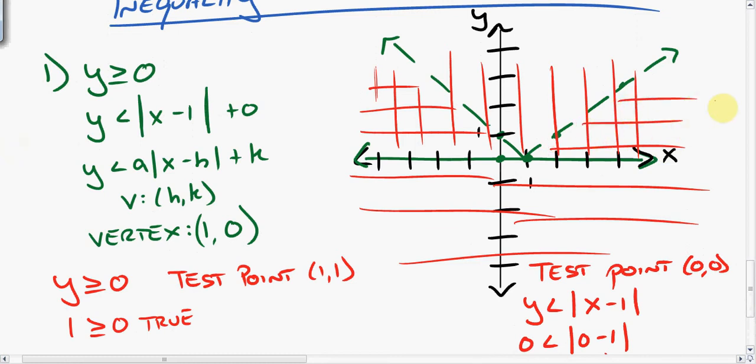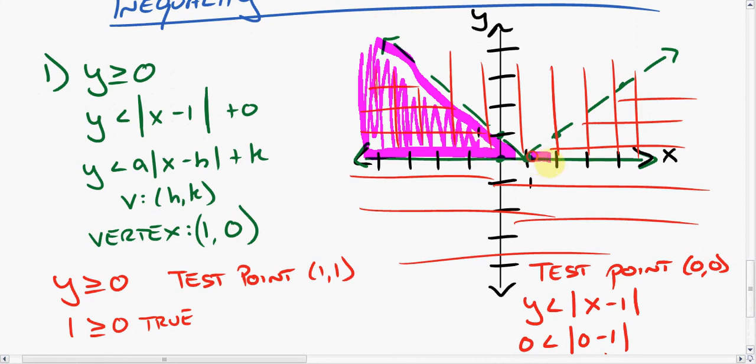And where do you see an overlap? Well, I see an overlap in two places. I see one over here. So it's in the positive direction, above the x-axis. And I also see an overlap right here, above the x-axis. So I'm going to make that a little darker, and both of these make my solution. Any point I pick within the shaded region will be true for both of these inequalities. And that's the end of section 3.3.